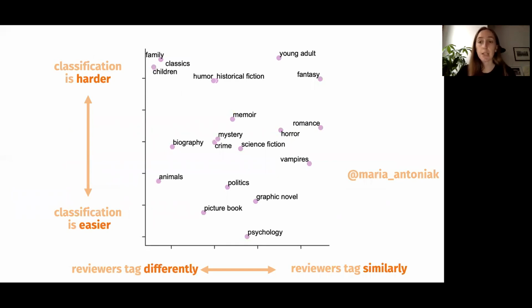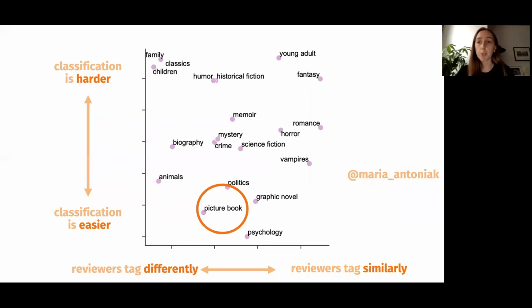Surprisal relies on a review classifier, where surprisal is 1 minus the prediction probability of the true genre. The x-axis shows the reviewer homogeneity: how similar are the tagging habits of the reviewers for that tag. We might expect that genres with high lexical surprisal are written by reviewers with dissimilar tagging habits. And indeed, in this figure, we find that some genres like classics and children fit this pattern. However, we don't find a significant correlation between reviewer homogeneity and review surprisal.